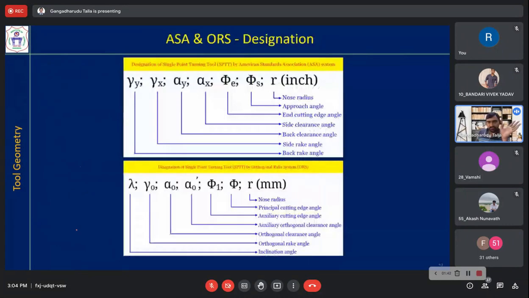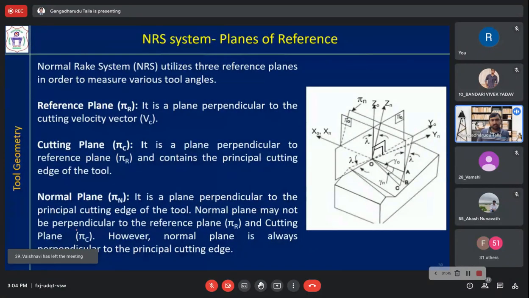So the next type of tool designation is NRS. There is a very slight difference between NRS and ORS systems. In NRS, it is a normal rake system. It utilizes 3 reference planes in order to measure various tool angles. Of course, 3 reference planes are used in all other cases also, in ASA and ORS. But here in NRS system, those 3 planes are not mutually perpendicular. So we'll see what those 3 planes are and what their orientations are.